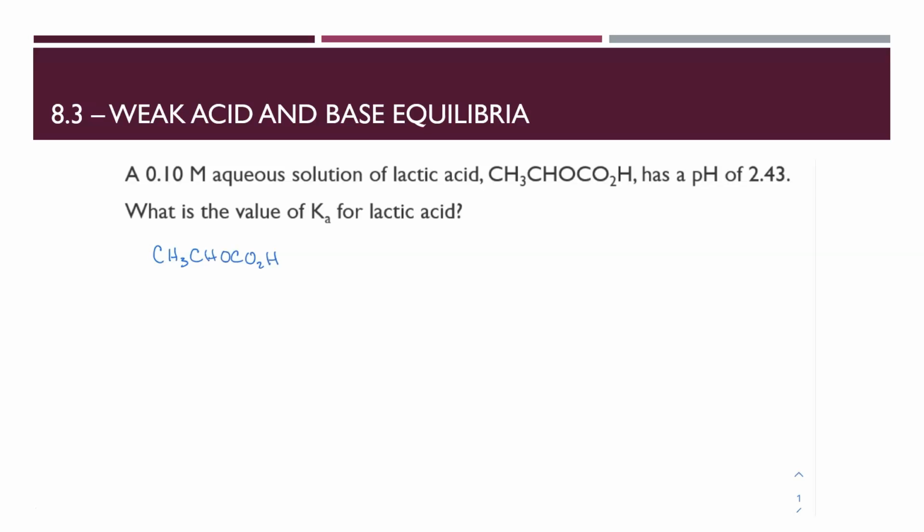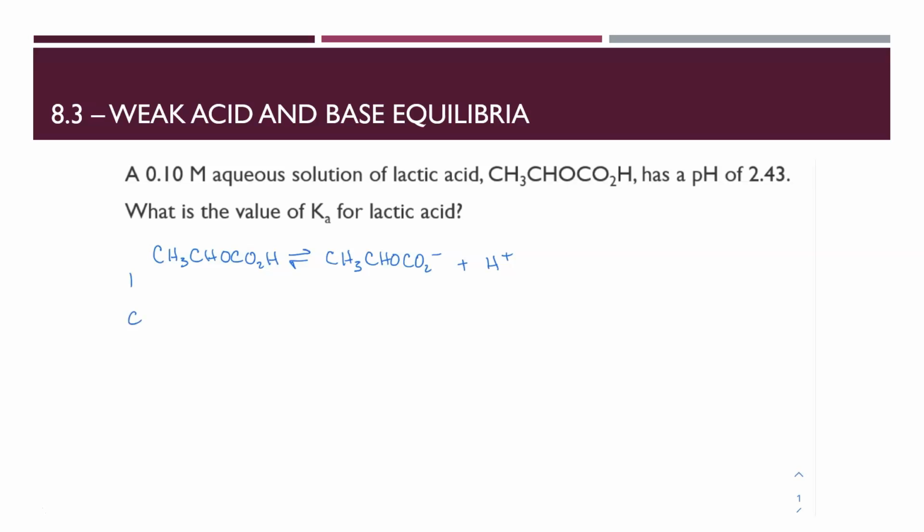So we have our CH3CHOHCO2H, which is our very long formula for lactic acid. And in solution, because it's a weak acid, it deprotonates, but only some of it deprotonates, some of it stays as the lactic acid protonated form. So we're going to write some of it without the hydrogen. There we go. And then we have our hydrogen ion.